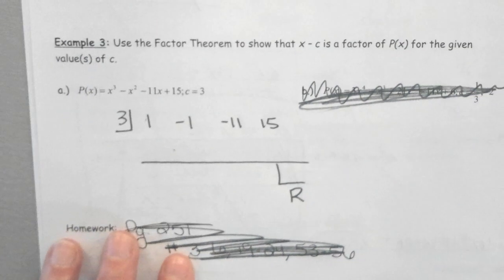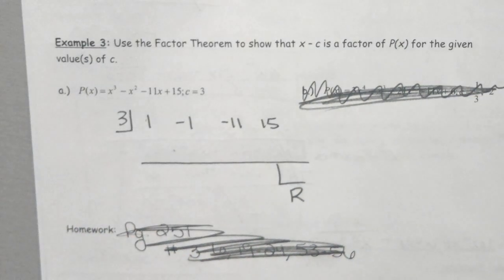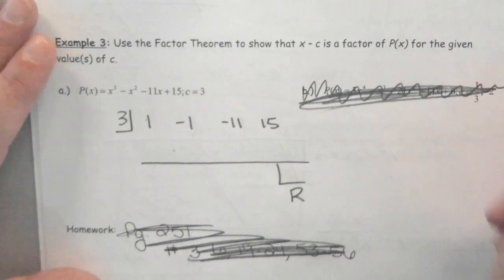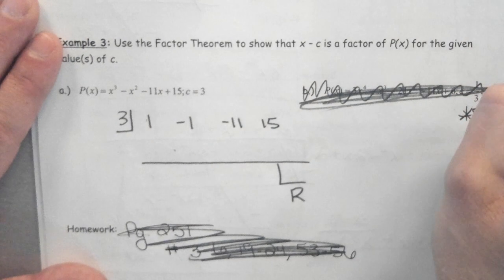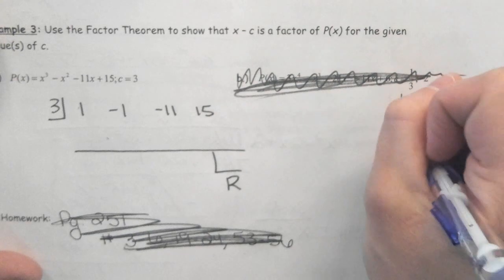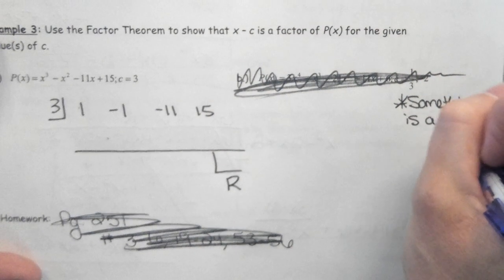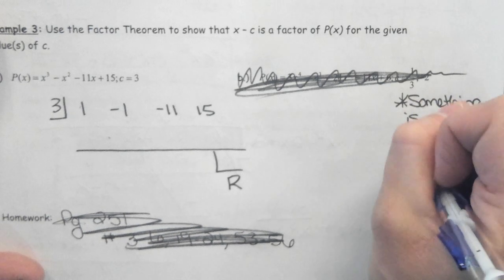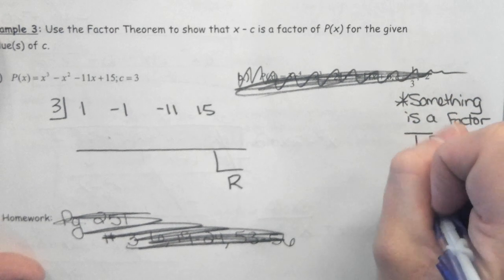Now, if something is a factor, that means it divides in evenly. So for example, 9 is a factor of 45, because 9 divides evenly into 45. So we can tell by the factor theorem if something is a factor. The way we can tell is that our remainder is 0. So, something, and that's as specific as I can be because it could be anything, right? Something is a factor if your remainder is 0.